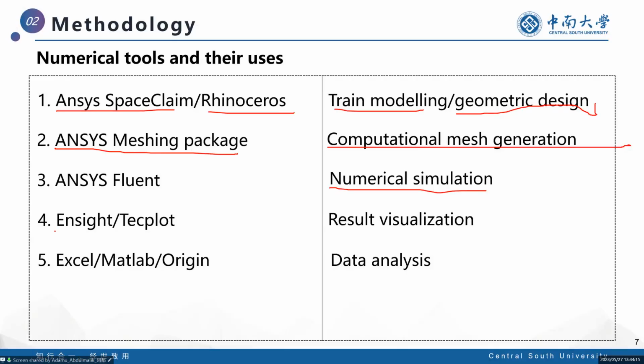Number four is the tools for visualization. These can be either CFD-Post (Insights) or Tecplot. These are other software that we can use to visualize our result after simulation. And number five, the data analytic tools, which include Excel, MATLAB, and Origin.